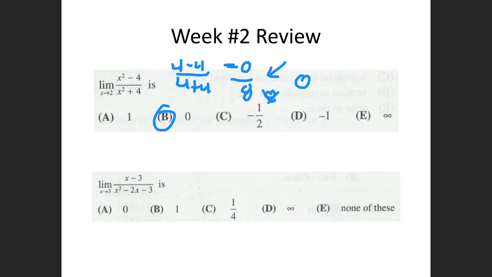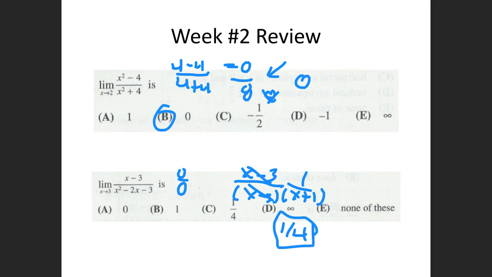Now, you said the answer to the next one is going to be C. So in this problem, if I plugged in 3, I get 3 minus 3, which is 0. If I put 3 in here, 9 minus 9, that's 0. So I have to do something else. I'm going to factor the bottom. If I factor the bottom, I think it factors x minus 3, x plus 1. The x minus 3 cross off, so I'm left with 1 over x plus 1. Now if I plug it in, I do end up with 1 over 4. You are absolutely correct. Very nice. That is the correct answer.